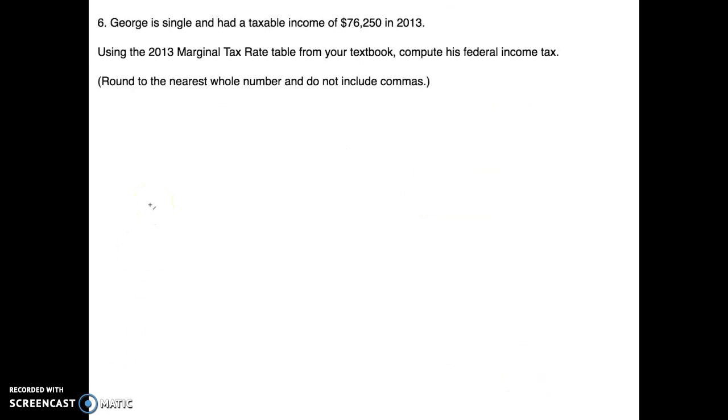Number six, on this one, the table in your book, let's see, it's on page 257. So this is the chart you're going to use. So in this one, George is single and had a taxable income of $76,250. So we need to compute his federal income tax.